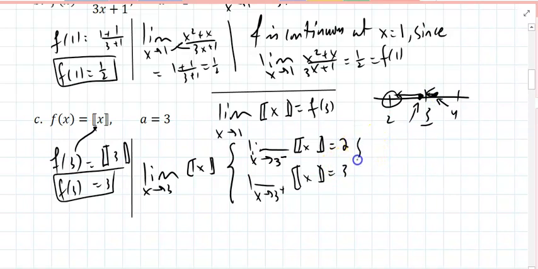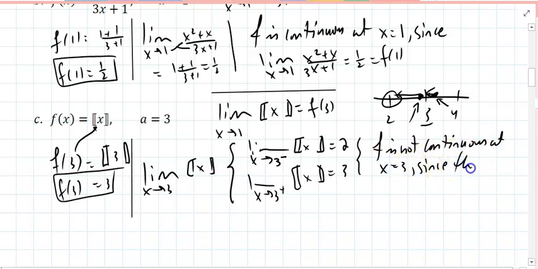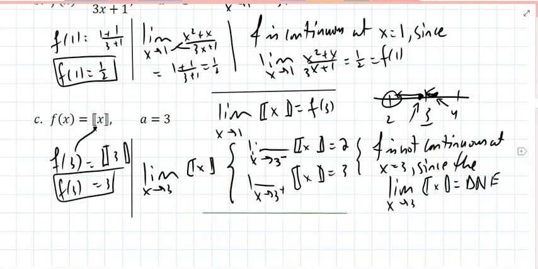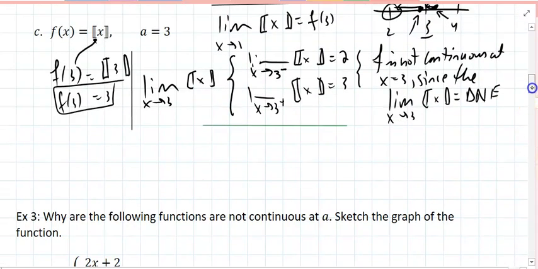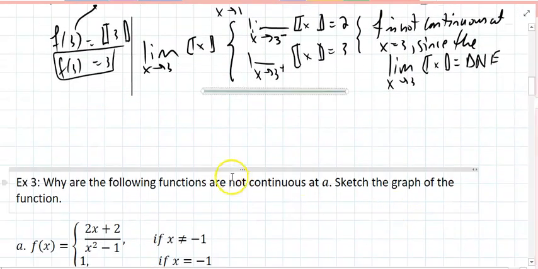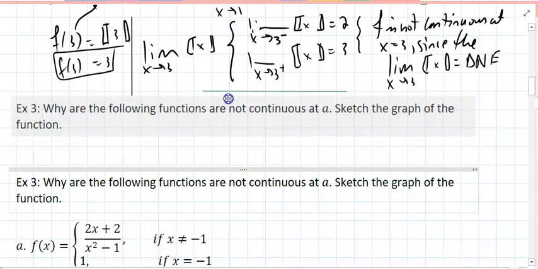So what's our conclusion? F is not continuous at x equals 3 since the limit as x approaches 3 of the greatest integer of x does not exist. So again, 3 things I need to do. 1, I need to show that f exists at that point. 2, I have to show the limit exists at that point. And 3, I have to show that the limit and the y value are the same.